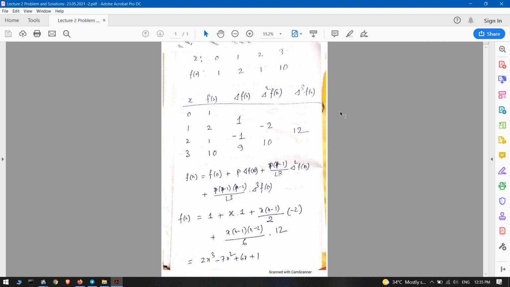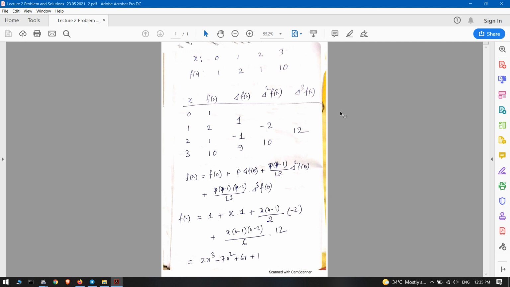You have to remember only one thing: both Newton's forward and backward interpolation formulas are applicable if and only if the values of the independent variable are equispaced. If they are not equispaced, these two formulas cannot be used.